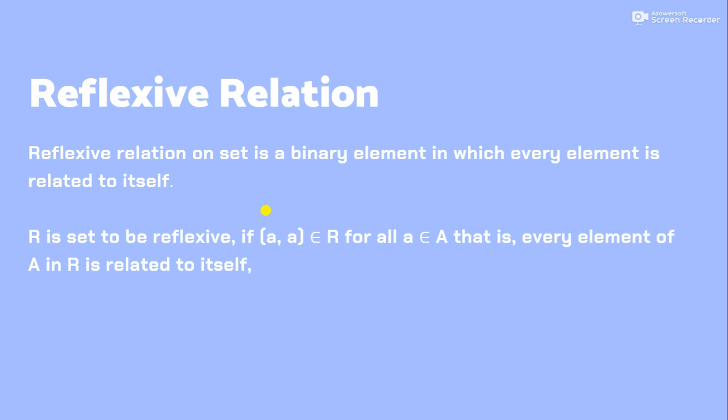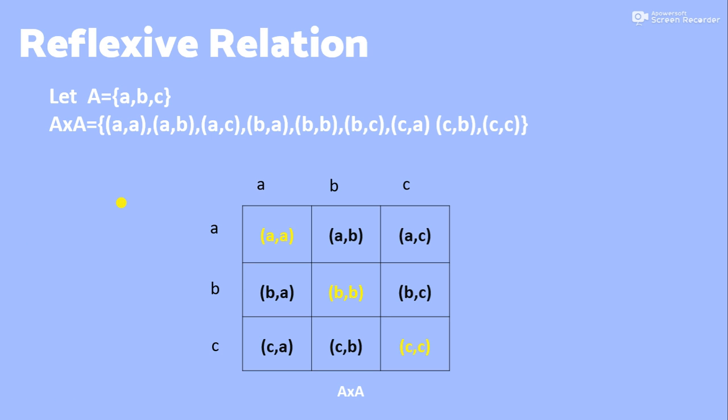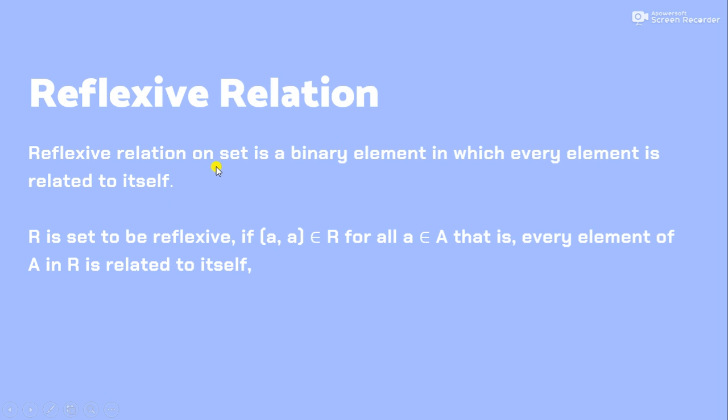A reflexive relation on a set is a binary relation in which every element is related to itself. Here AA means A is related to itself, B is related to itself, C is related to itself. R is said to be reflexive if (a, a) belongs to R for all a belongs to A. That is, every element of A is related to itself in R. So in a reflexive relation, every element needs to relate to itself.